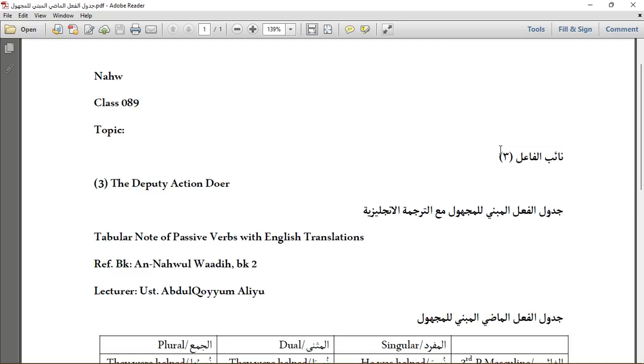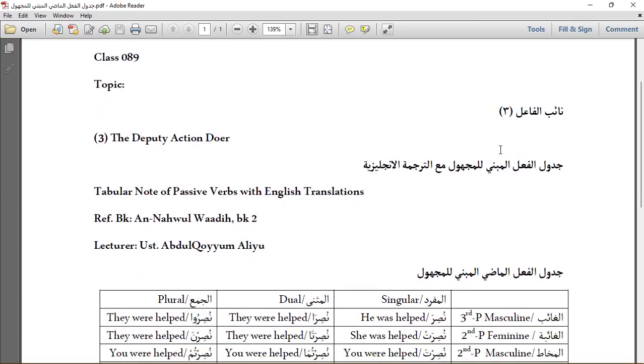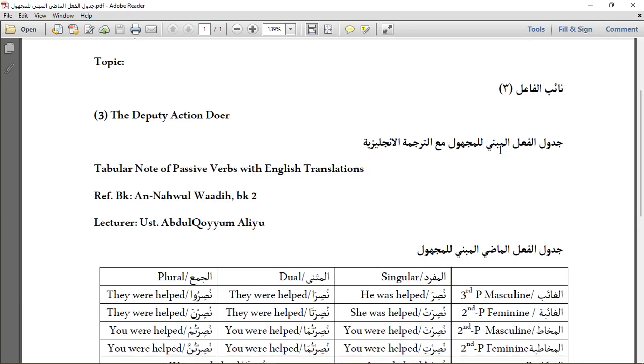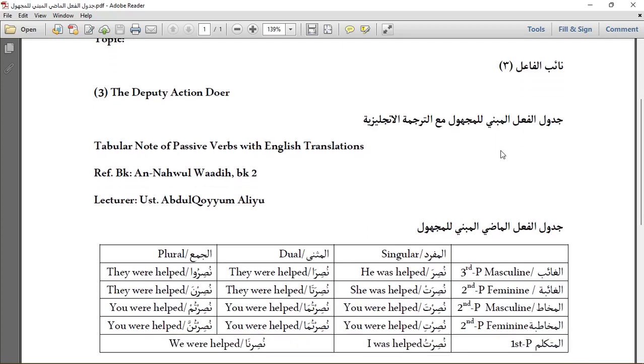And this is Nahw Class 89. And the topic of tonight's class is Na'ibul Fa'il, part 3. The third part of Na'ibul Fa'il. And under it we have Jadwalul Fi'l المبني للمجهول مع الترجمة الإنجليزية. So the table of passive past tense verb with English translation. The table of passive verb with English translation.